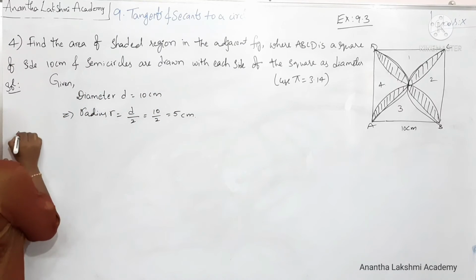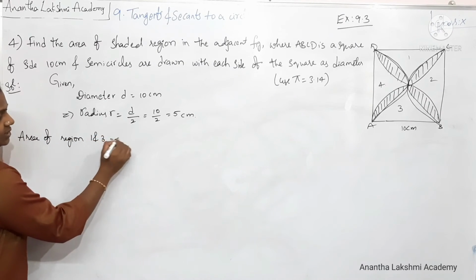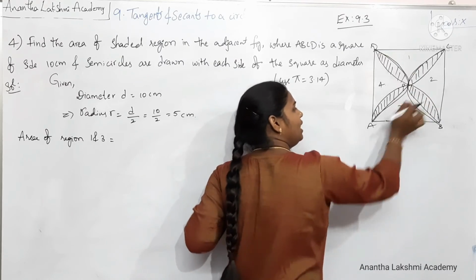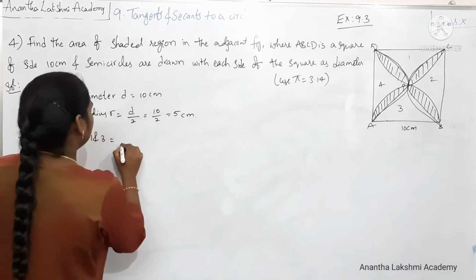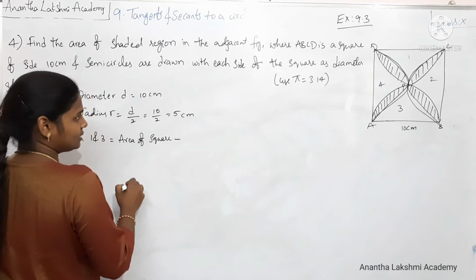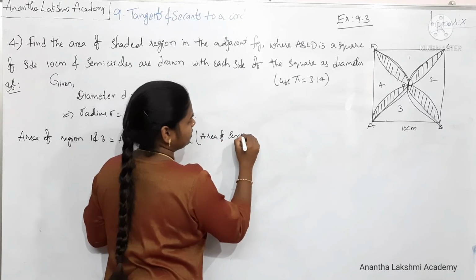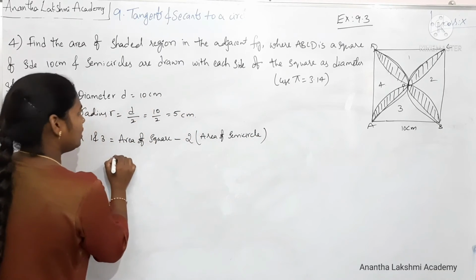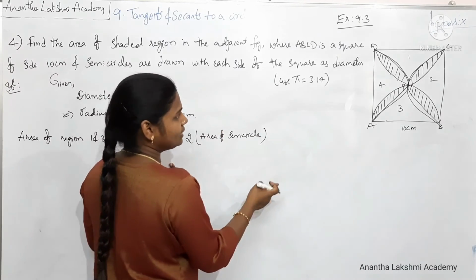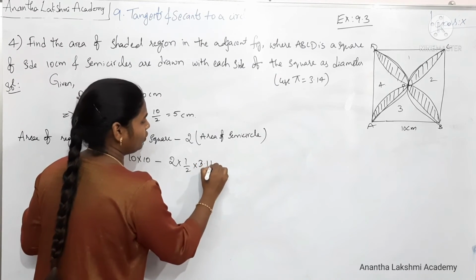So let us try figuring out the area of regions 1 and 3 first. The semicircles AOD and BOC are there. This is the center, no? Area of 1 and 3 is equal to the area of the square minus 2 times the area of a semicircle. There are 2 semicircles, no? So the area of the square is 10 into 10, 100, minus 2 times the area of a semicircle, that is 2 into half into pi r square. Pi is 3.14 into 5 into 5.